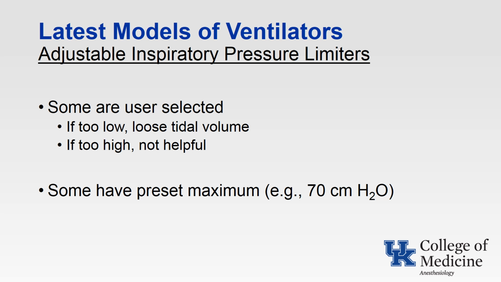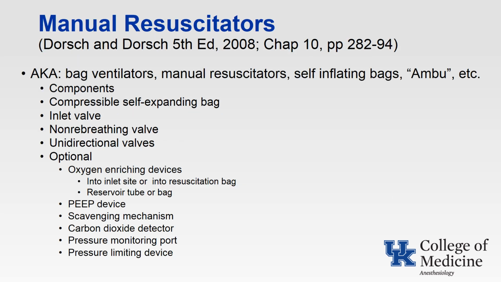Latest anesthesia ventilators have adjustable inspiratory pressure limits. Some are user selected. If too low, you'll lose tidal volume. If too high, they are not helpful. Some have a preset maximum, typically 70 centimeters.